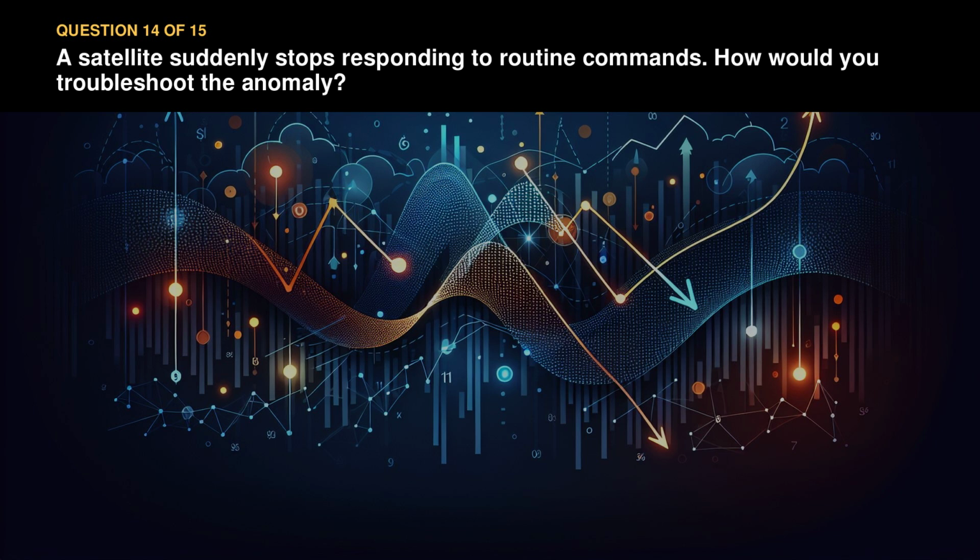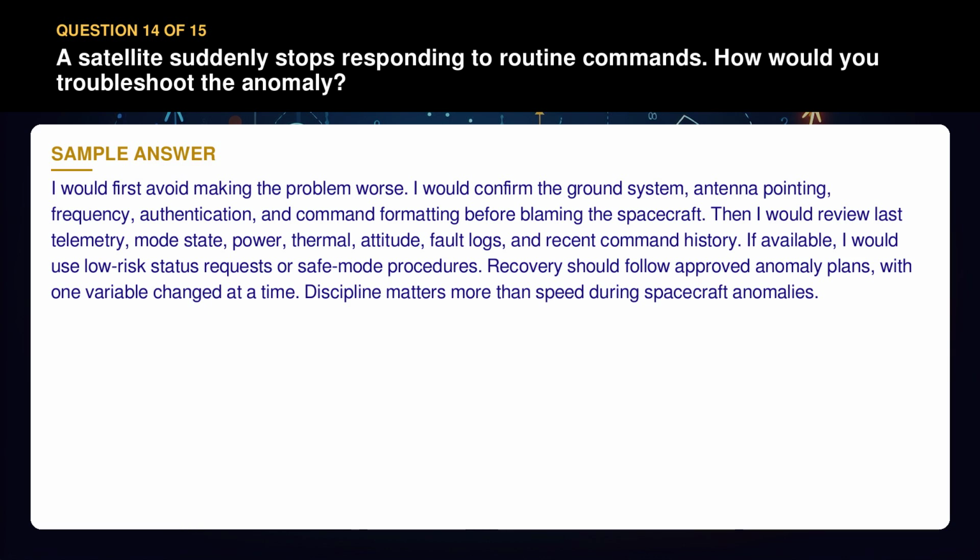Question 14. A satellite suddenly stops responding to routine commands. How would you troubleshoot the anomaly? I would first avoid making the problem worse. I would confirm the ground system, antenna pointing, frequency, authentication, and command formatting before blaming the spacecraft. Then I would review last telemetry, mode state, power, thermal, attitude, fault logs, and recent command history. If available, I would use low-risk status requests or safe mode procedures. Recovery should follow approved anomaly plans, with one variable changed at a time. Discipline matters more than speed during spacecraft anomalies.